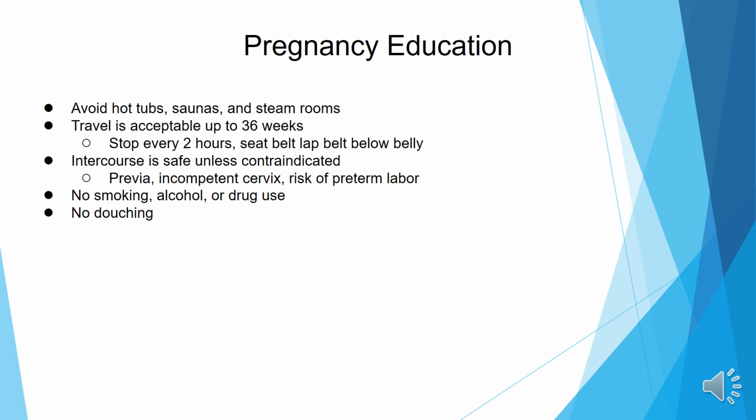Intercourse is safe throughout pregnancy unless it is contraindicated. So if you have a placenta previa, an incompetent cervix, or have risk factors for preterm labor, you want to avoid intercourse because any stimulation could cause difficulties and any irritation to the cervix will potentially kick you into labor. No smoking, alcohol, or drug use in pregnancy, and no douching whatsoever.